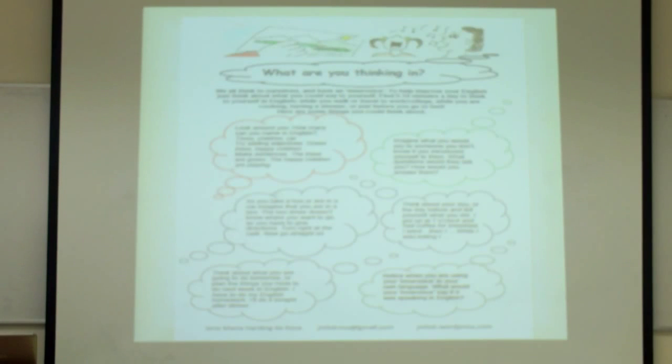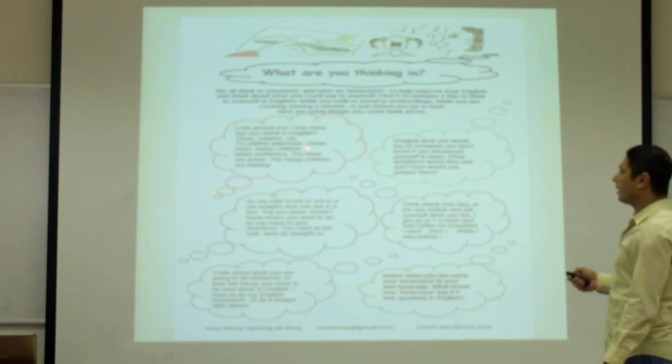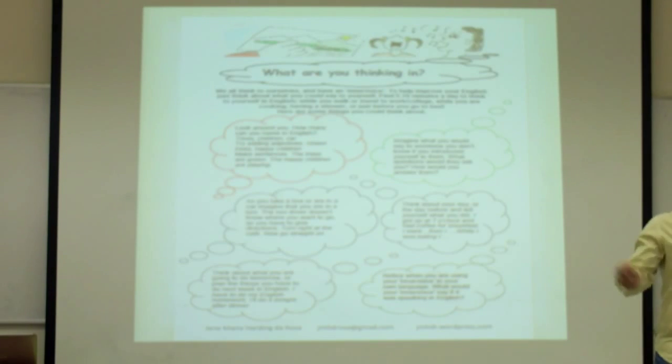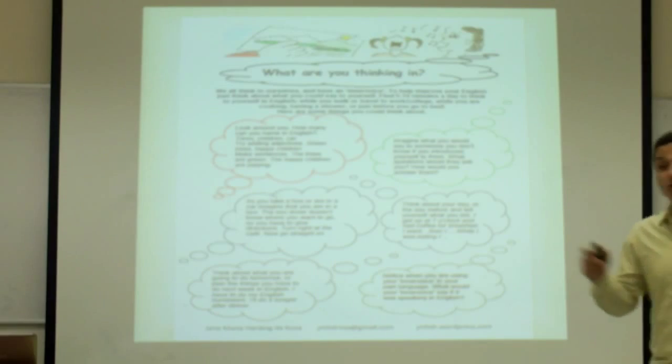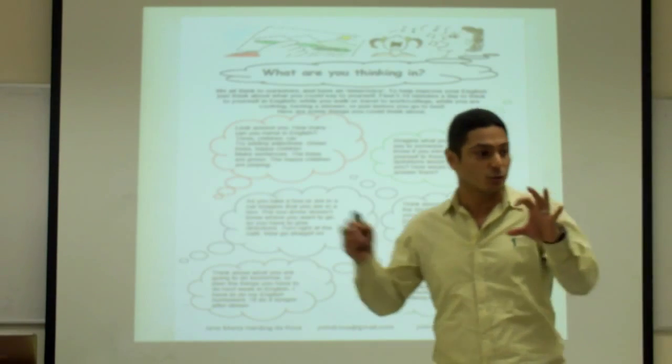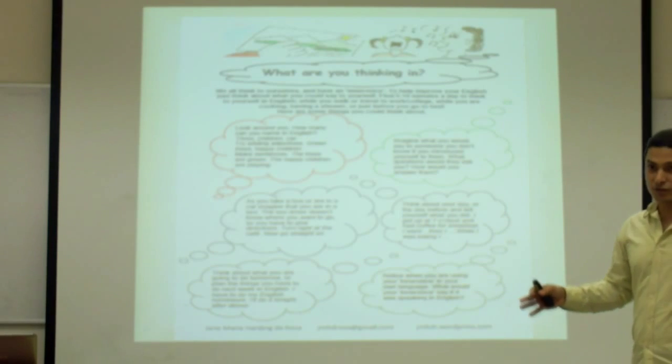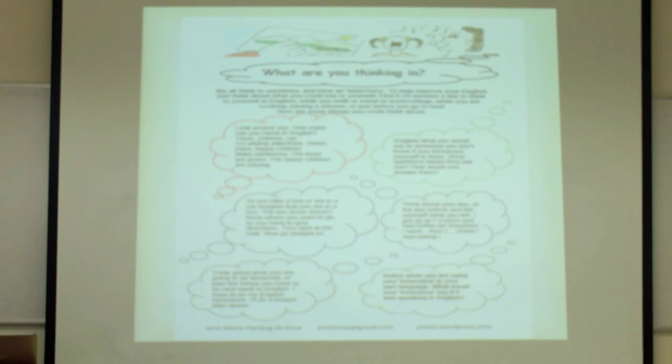Like for example, look around you. How many words or how many things can you name in English around the classroom? Okay, try to describe these items. Try to put an adjective next to each noun, and then try to put it into sentences. So you move from words to a couple of words, to phrases, and to sentences.